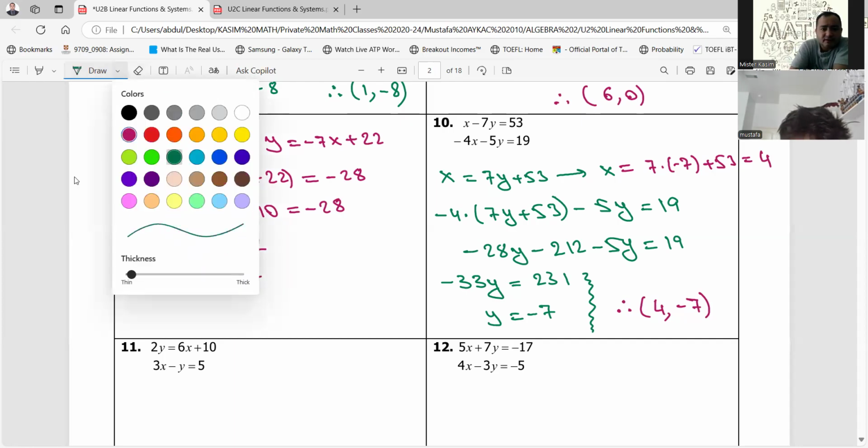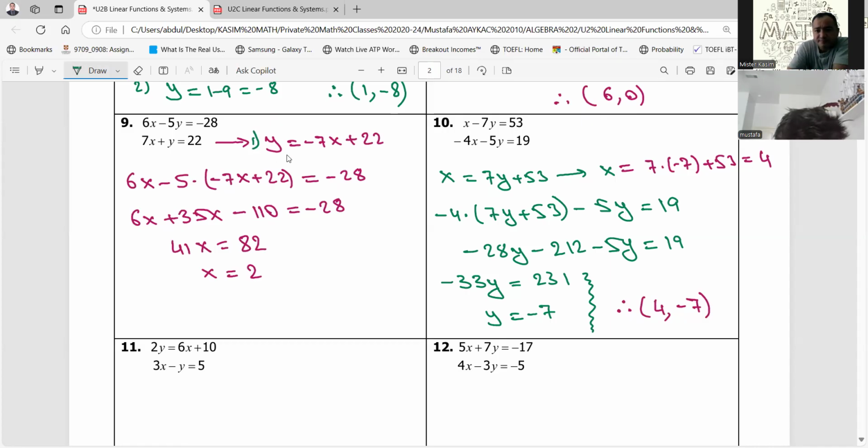So this is our first step, solving for either x or y. This is our second step, solving for x. And third step, I have to find the value of y. I'm going to use this y equation. So y is equal to negative 7 times x. I know the value of x, that's 2, plus 22. Negative 7 times 2, negative 14 plus 22, that is 8, right? So now I can write the solution here. X value is 2, y value is 8.